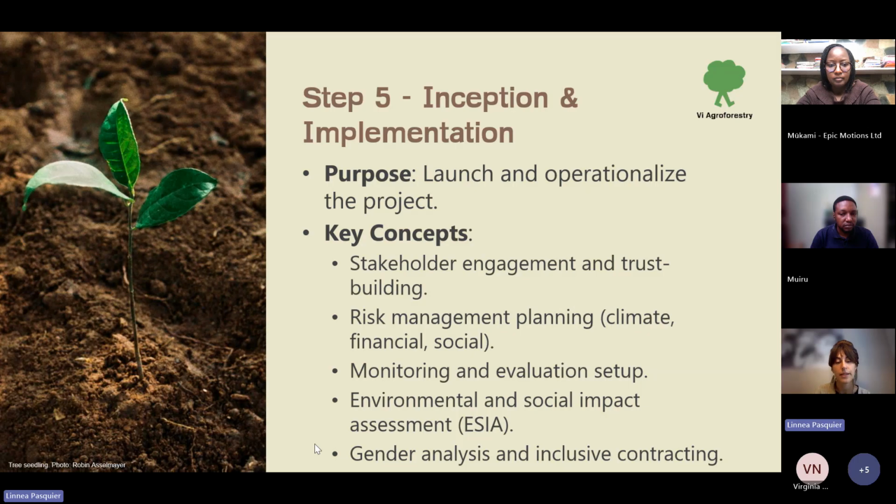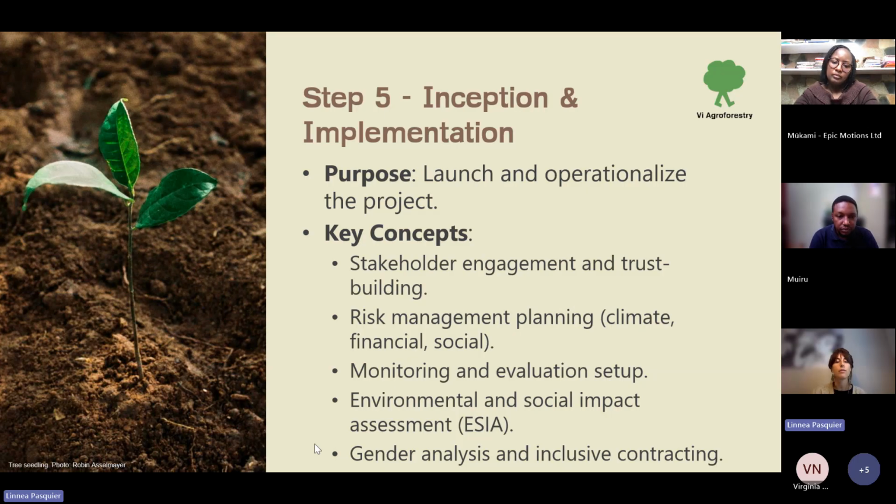So risk management and planning. You have to have a very clear idea of the risks in the area: the climate, financial, and social aspects. Monitoring and evaluation setup, so that you understand exactly how we will monitor the carbon stored. Will it be by the farmers themselves? What system will we use, like an IT system? In our case, we use SMS, text messages. So there are various ways to do that.